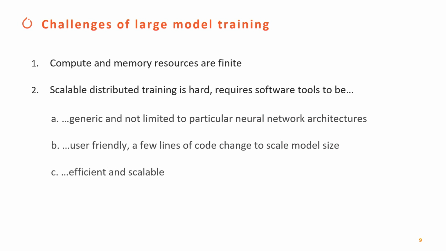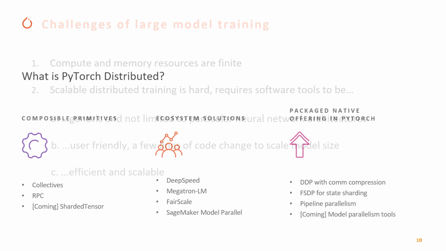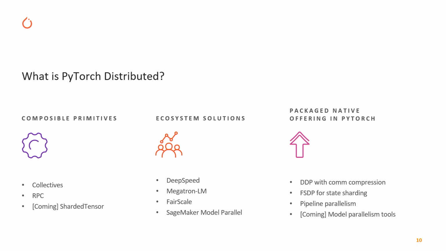Even with the most advanced compute hardware, training models with 10 billion plus parameters requires multiple GPUs. And training models with 100 billion plus parameters requires several multi-GPU nodes. Compute and memory resources are finite, and scalable distributed training that can generalize across a wide range of models is hard. It requires software tools that are user-friendly and make it easy to scale models with few lines of code changes in an efficient manner. This is where PyTorch Distributed comes in.